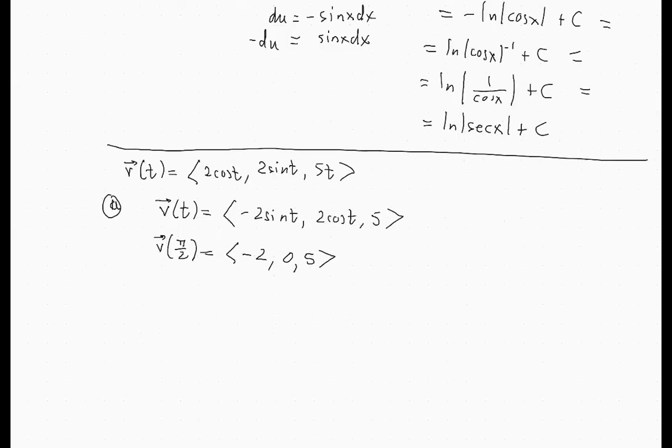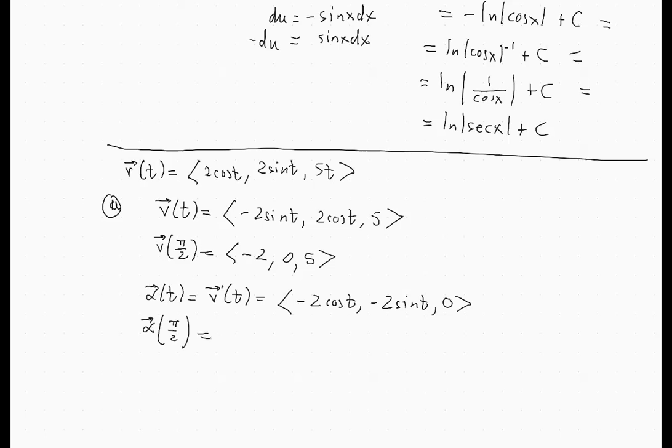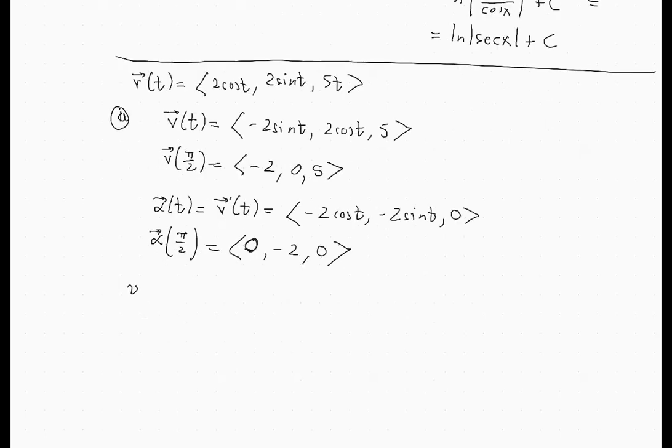pi over 2. The acceleration is the derivative of the velocity. So this is going to be minus 2 cosine t, minus 2 sine t, 0. And if we plug in pi over 2, then this will give us 0, minus 2, and 0. And how about the speed? The speed is nothing else at pi over 2 than the magnitude of the velocity. That's in a motion.